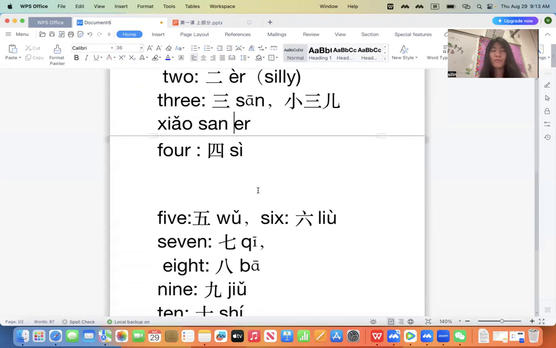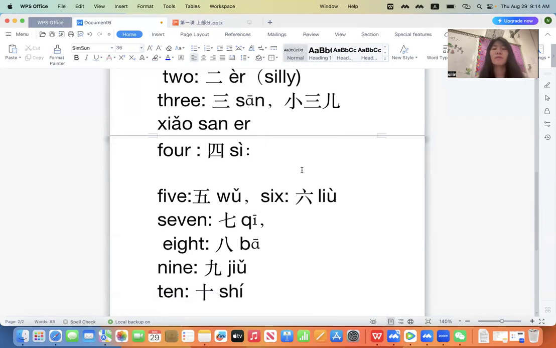Okay, next one, number 4. Number 4 in Chinese is a bad luck number because 四 means 4. If you made it the third tone, 死, this one, which means death in China. So that's why we do not like number 4. 四 has a similar sound to death. So they hate number 4.